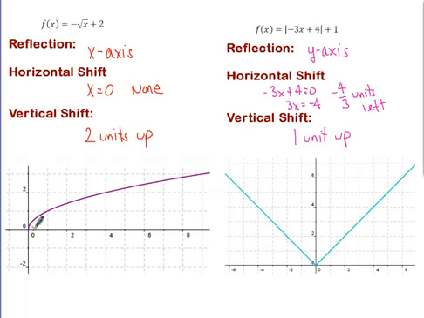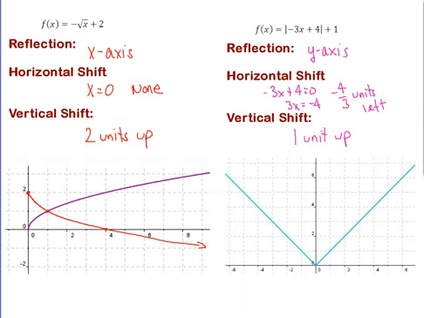In this next example, we have the parent function, which is the square root of x. And we're going to look to graph f of x is equal to negative square root of x plus 2. The negative is on the outside, so it's an x-axis reflection, so this is now going to open down. If we take x and set it equal to 0, that means there's no horizontal shift. And on the outside we have a plus 2, so I'm going to shift 2 units up. And keep in mind this is going to open down. And your graph will look something like that.